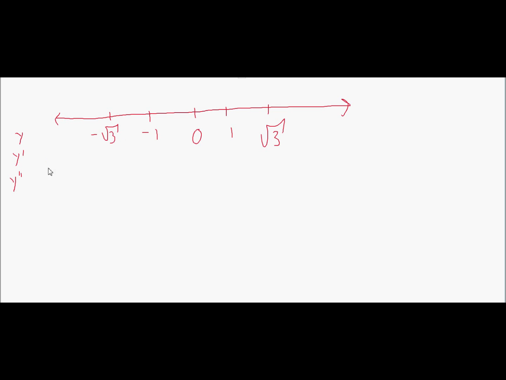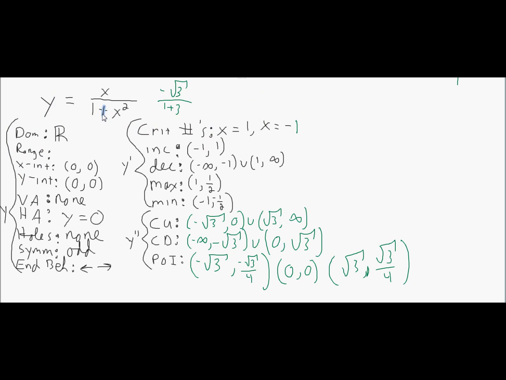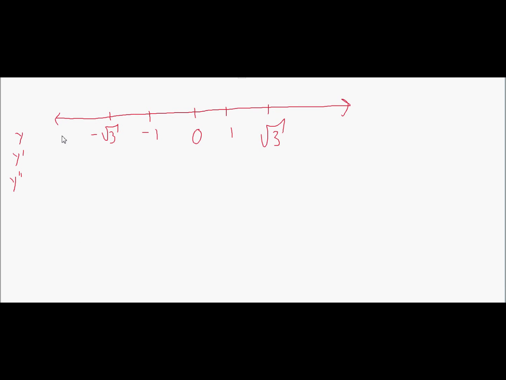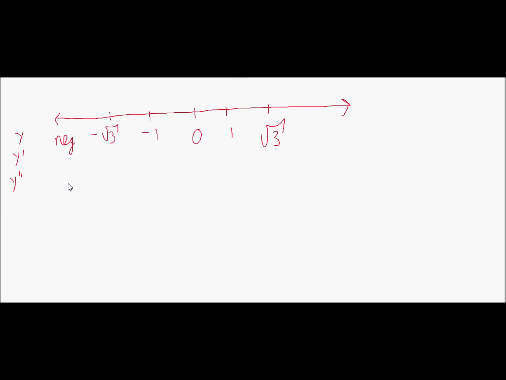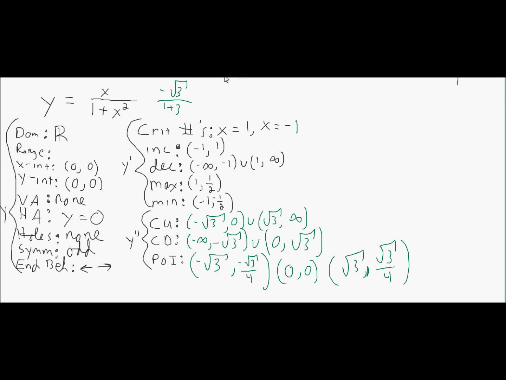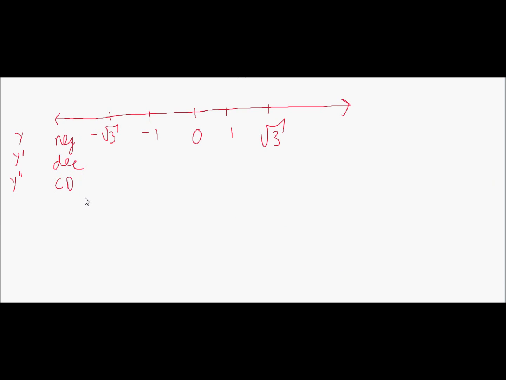So if x is less than negative root 3, like negative 10, that's a good number to pick. Let's go back and check out y. If x is negative 10, we get negative 10 over 1 plus 100. That's a negative number. So our function is negative. Y prime, when x is less than negative 1, is in this interval here, negative infinity to negative 1. It's decreasing. That's really why we want to know what y prime is. We want to know if it's increasing or decreasing. And on that interval, it is decreasing. So our function's negative, decreasing, and the second derivative tells us concavity, and it's concave down on that interval, negative infinity to negative root 3. So our function is going to be negative, decreasing, concave down.